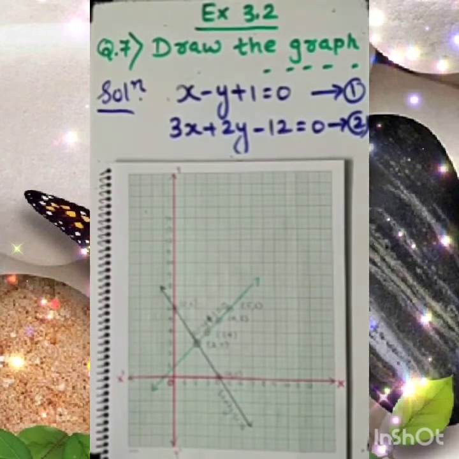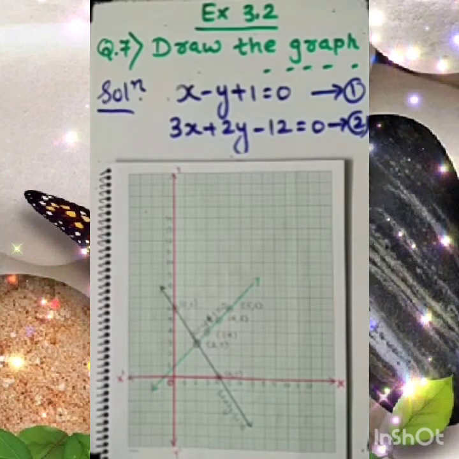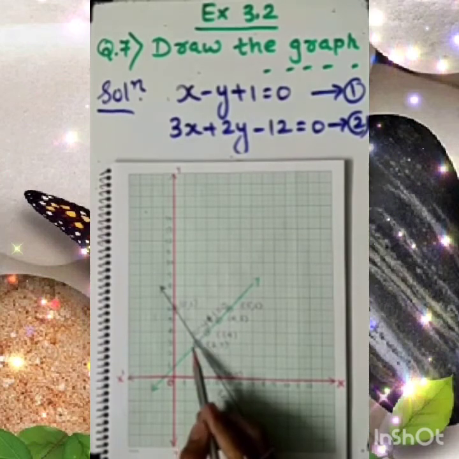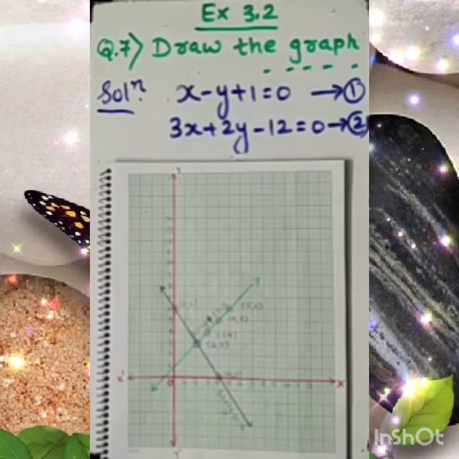But actually in the question what we are asked is something extra: determine the coordinates of the vertices of the triangle formed by these lines and the x-axis, and shade the triangular region. Can you see here some triangle is formed? Yes, this and this. This is the triangle. Suppose I call this triangle by a particular name, I have to locate the points for that, right?